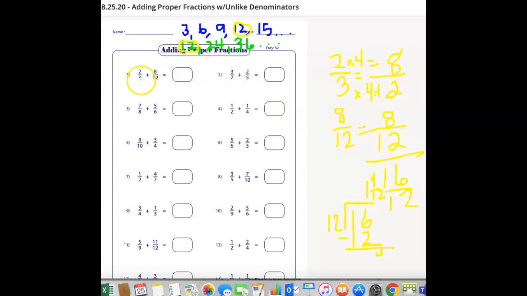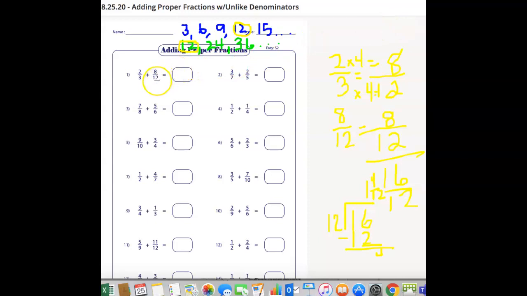So when you look at this right here, you can't add those together because the denominators are not the same. We can only add fractions if the denominators are the same. So what we have to do is make the denominators the same. So if we take the 3 and we do the multiples of 3, 3 times 1 is 3, 3 times 2 is 6, 3 times 3 is 9, 3 times 4 is 12, 3 times 5 is 15, and we could keep on going, okay?